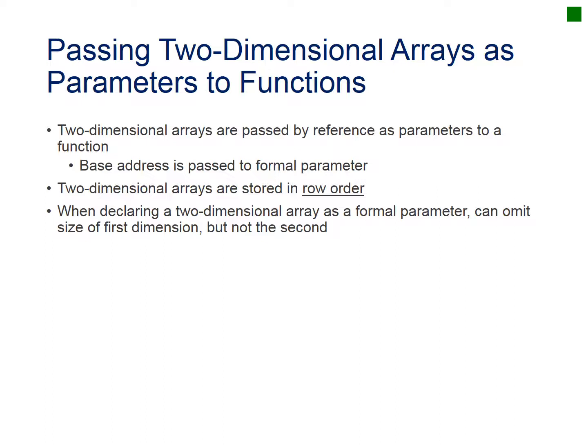Passing two-dimensional arrays as parameters to functions. Two-dimensional arrays are passed by reference as parameters to a function. The base address is passed to the formal parameter. Two-dimensional arrays are stored in row order. When declaring a two-dimensional array as a formal parameter, you can omit the size of the first dimension but not the second.